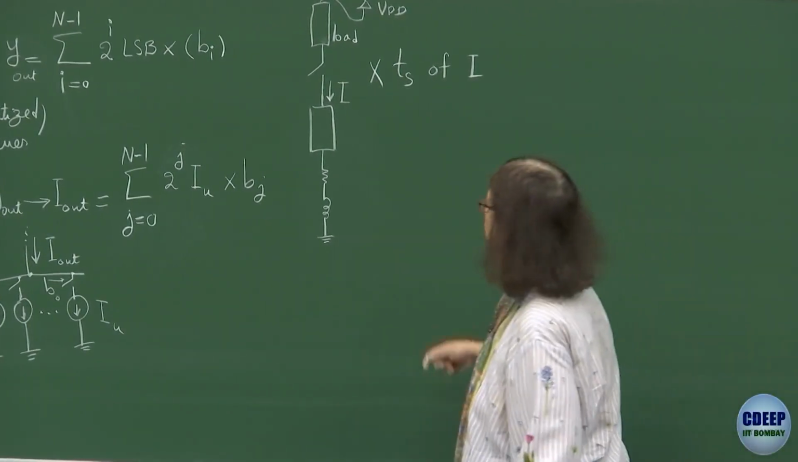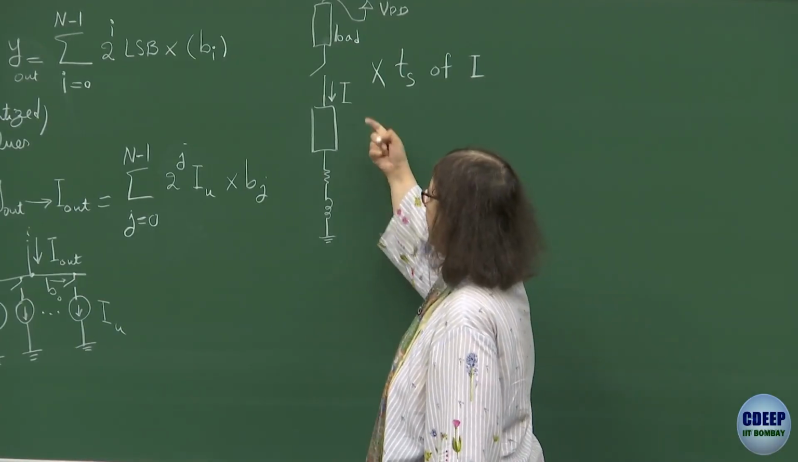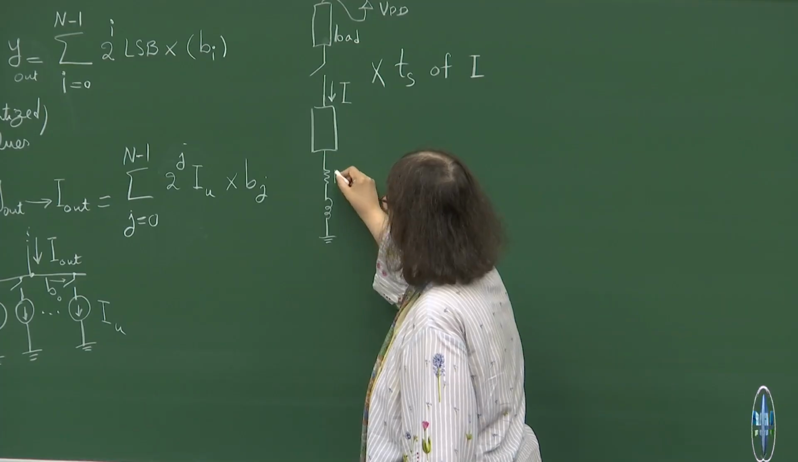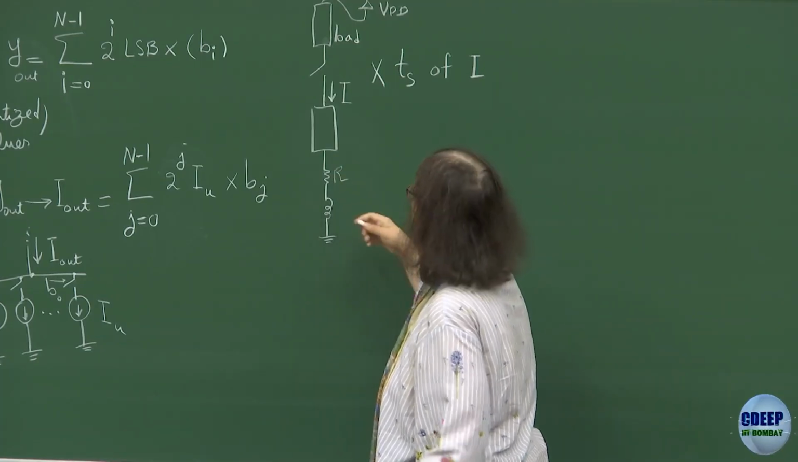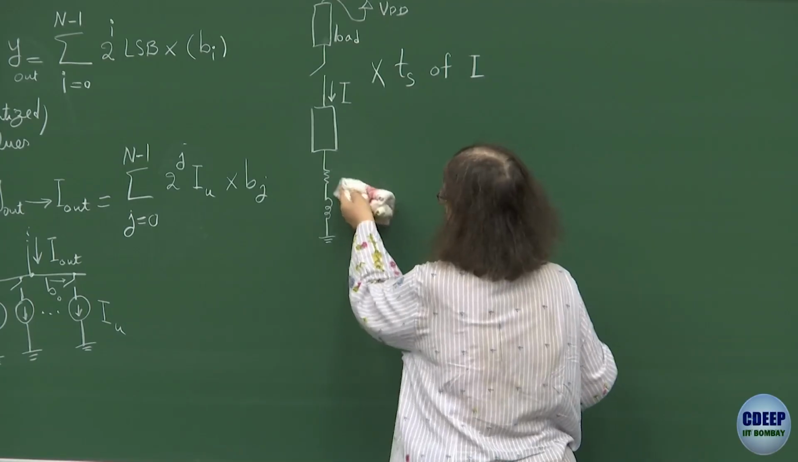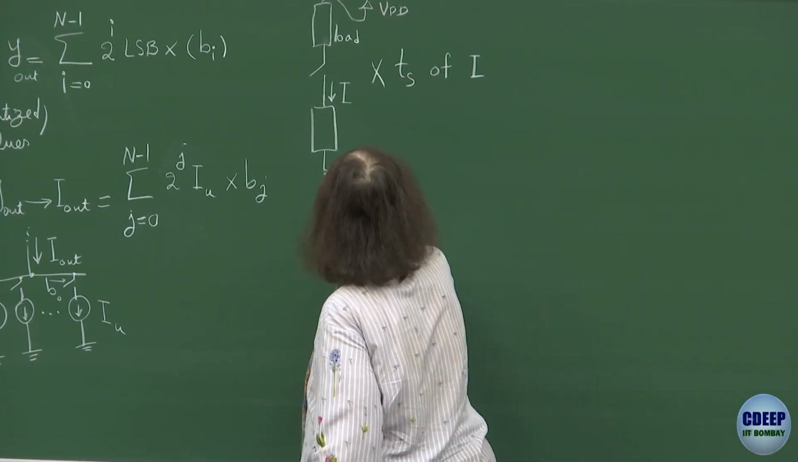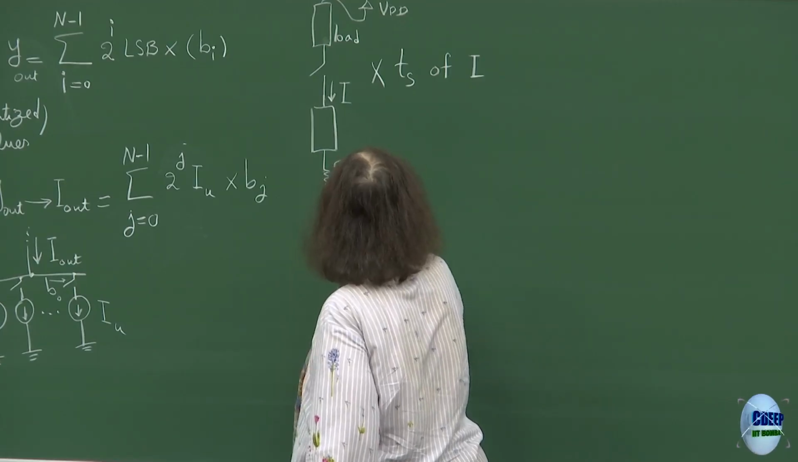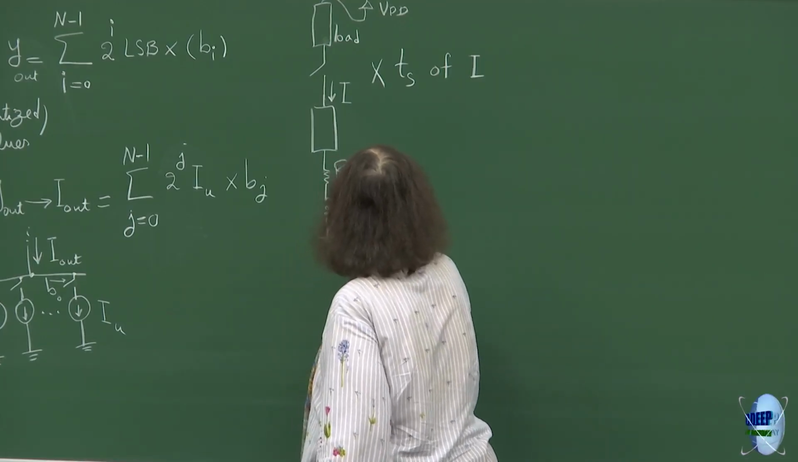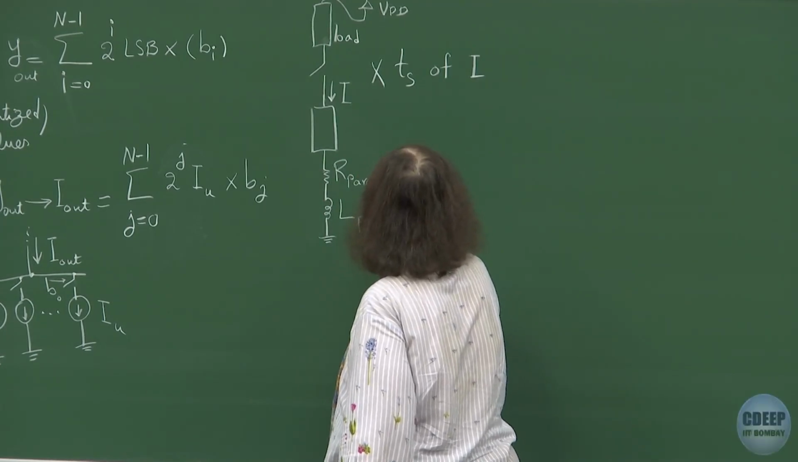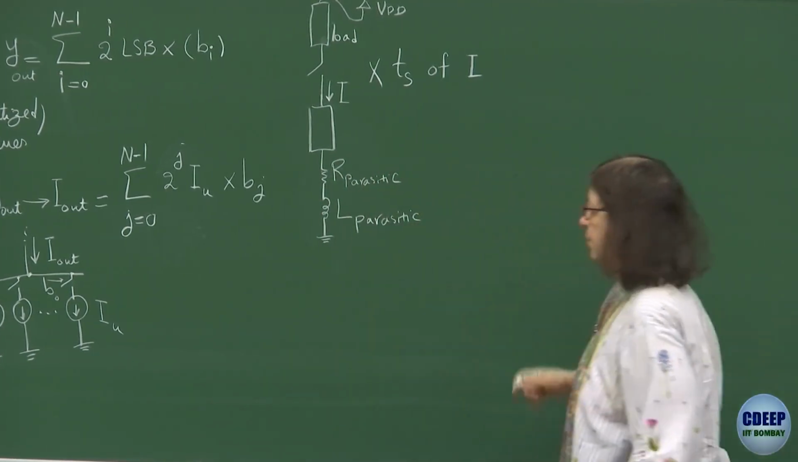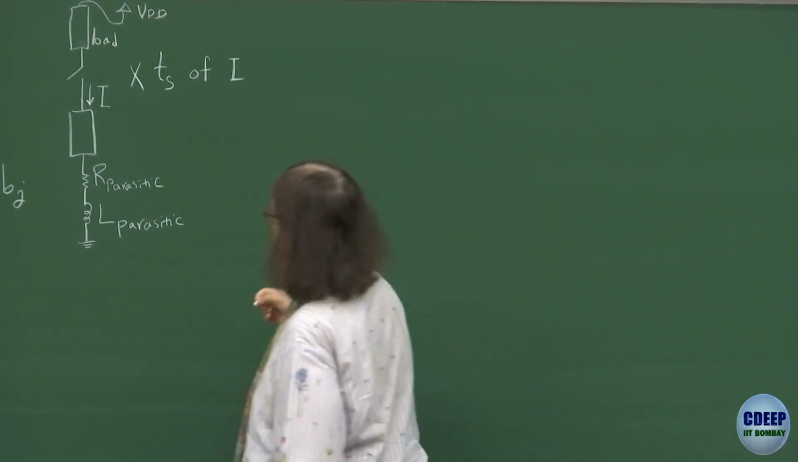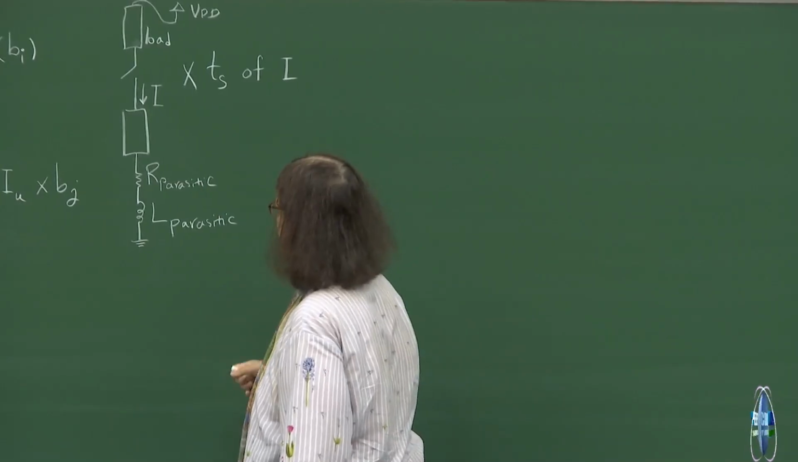Why is it an issue? Because you want to turn this current on and off very fast. So you will have, first of all, let's call this R parasitic. And this is L parasitic. L parasitic comes usually because of packaging. Now imagine that you are giving a current which goes on and off and passes through this RL circuit.